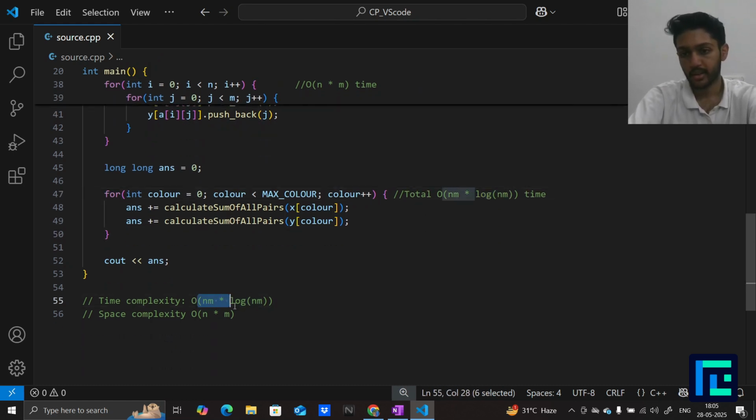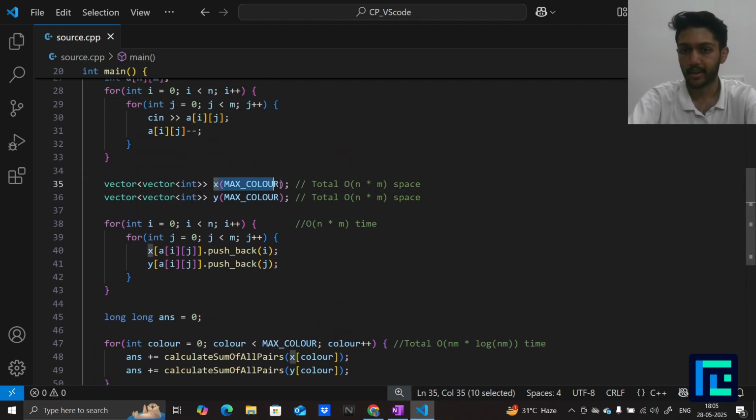That is the TC. And the space complexity is just O of n into m because we are storing this x and y. And this will take O of n into m space, right?